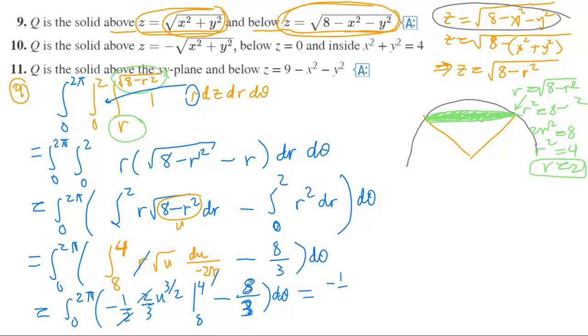So minus 1 over 3 times 8 radical 8 minus 8 over 3. The whole thing multiplied by 2 pi. And this is the final answer.